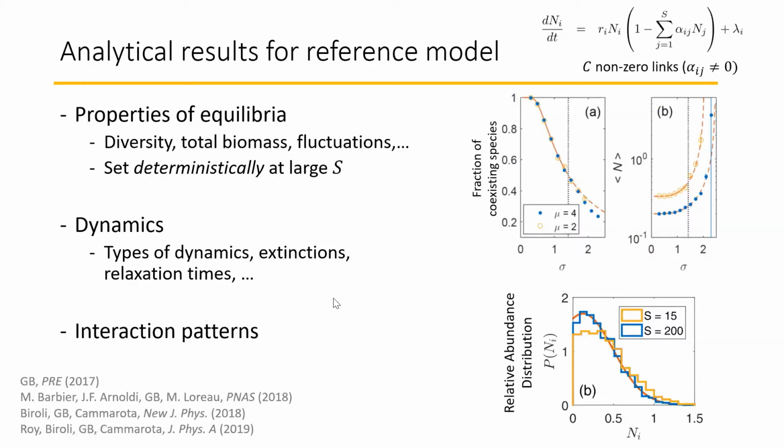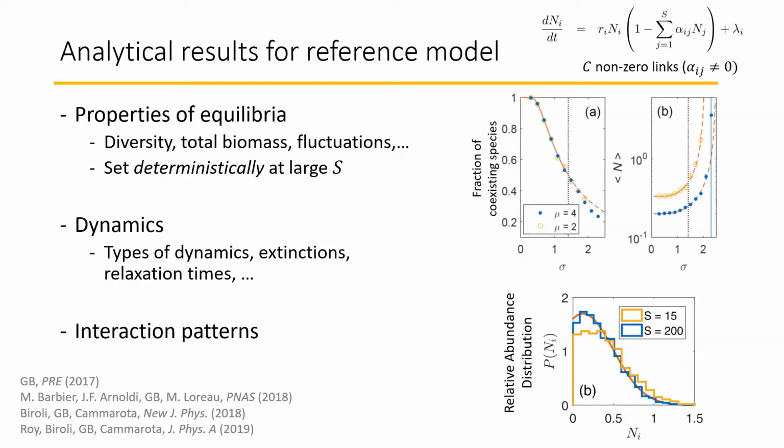So one thing about this model that I just described and defined completely for you before, this assembly process, is that we have a lot of analytical results for this model. For example, we can calculate completely and with no free parameters properties of the equilibria, the diversity, the total biomass fluctuations, response to perturbations, all these things. You can see here examples with comparisons with simulations. One interesting thing is that for a large enough community, these community-wide properties are set deterministically.